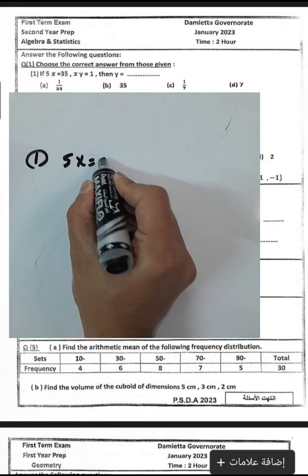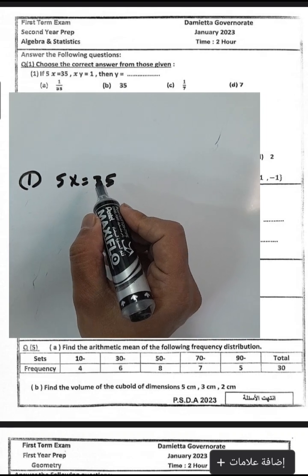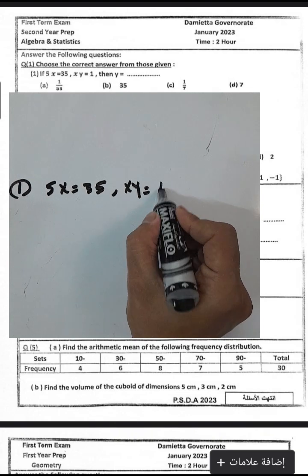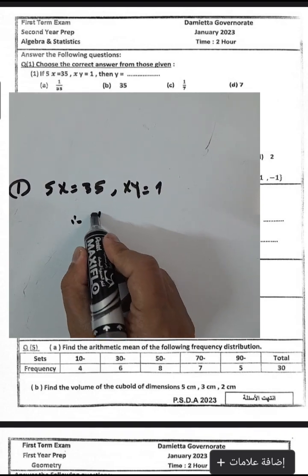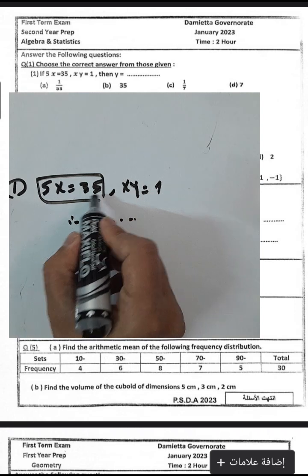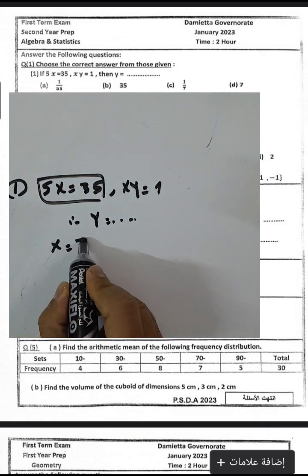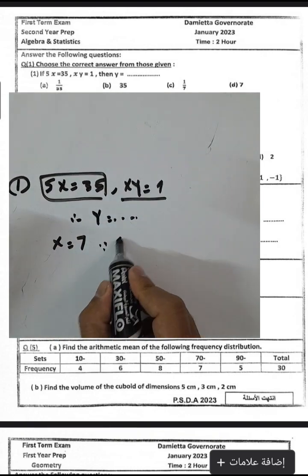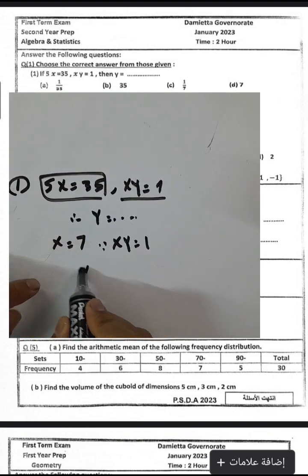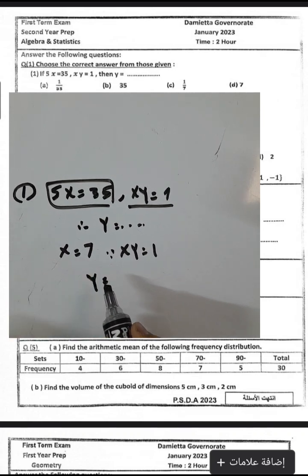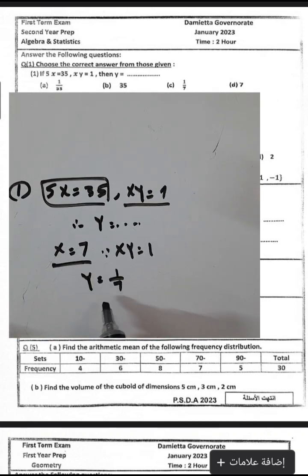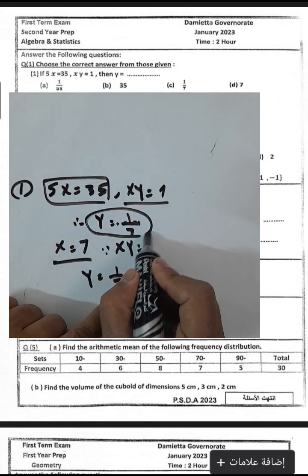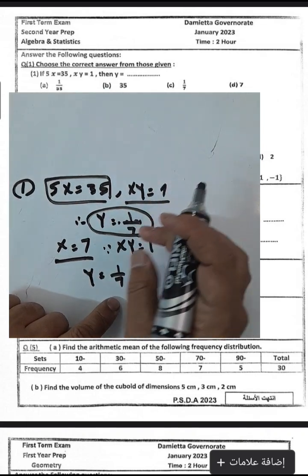5x equals 35, and x product by y equals 1, then y equals what? First, 5 times x equals 35, then x equals 7, because 5 times 7 is 35. And they tell us x product by y equals 1, then y will be the multiplicative inverse of 7, it will be 1 over 7, because 7 times 1 over 7 will be 1. Then y will be 1 over 7, the multiplicative inverse of 7.